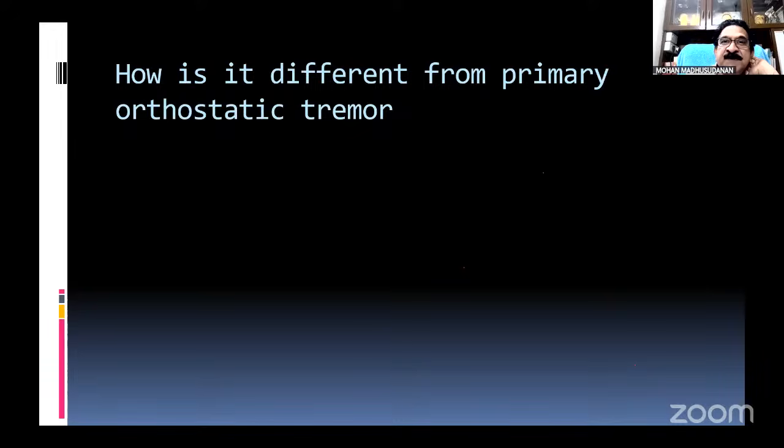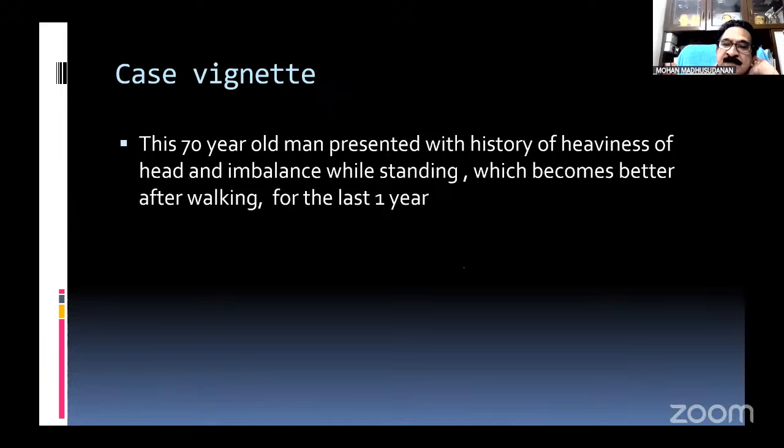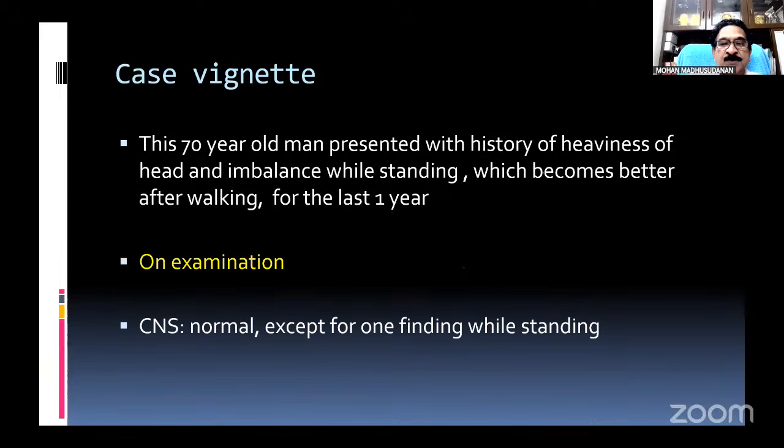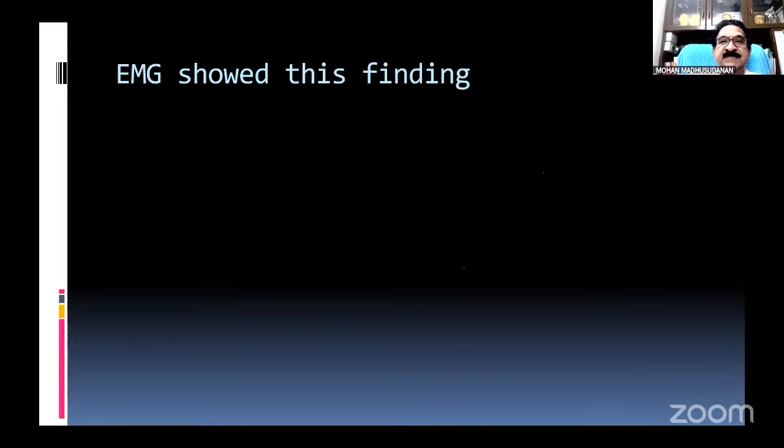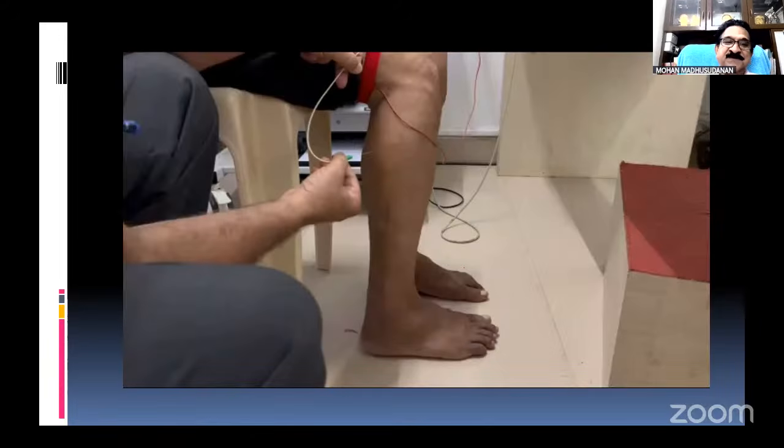Now, I'm answering your question: how is this different from orthostatic tremor? So this patient, a 70-year-old man, presents with a history of heaviness of head and imbalance while walking, which became better after walking, for the last 1 year. CNS normal except for one finding while standing, and EMG showed this finding. I'll show the examination later on.